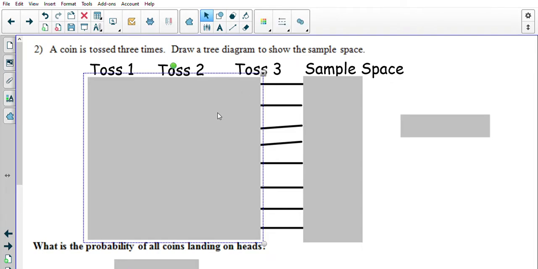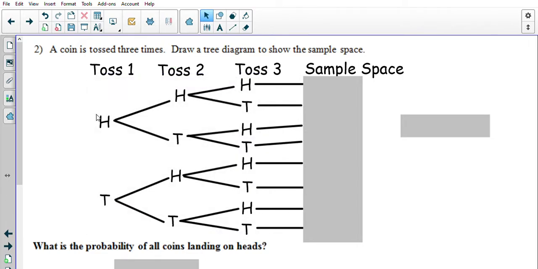Now the outcomes are heads and tails for each of those events. So for toss one, I could get heads or tails. For toss two, if I get heads, I could get heads or tails. If on toss one I got tails, I could also get heads or tails. And then if I had heads and then heads, I could get heads or tails on my third toss, and so forth. So off of each of these elements, each of these outcomes, I'm going to have H and T to represent heads and tails.